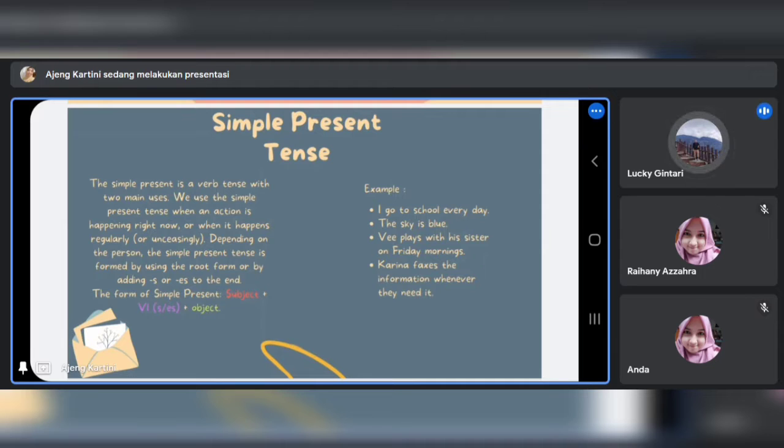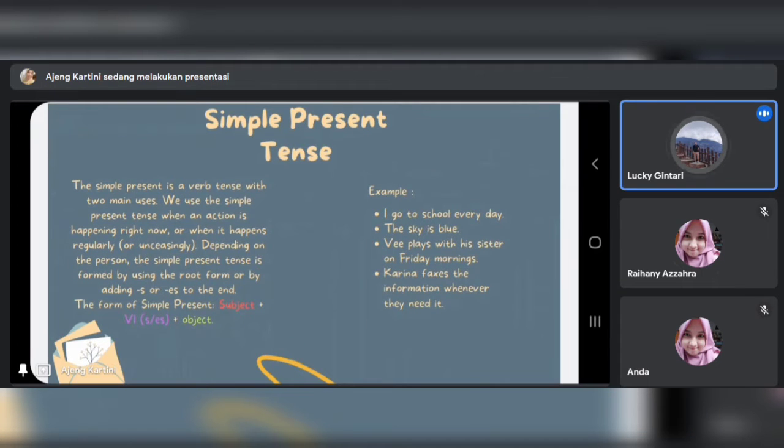Okay, thank you. Simple present tense is a verb tense with two main uses. We use the simple present tense when an action is happening right now or when it happens regularly or repeatedly. Depending on the person, the simple present tense is formed by using the root form or by adding s or es to the end. The form of simple present is subject plus verb 1 or s or es plus object.